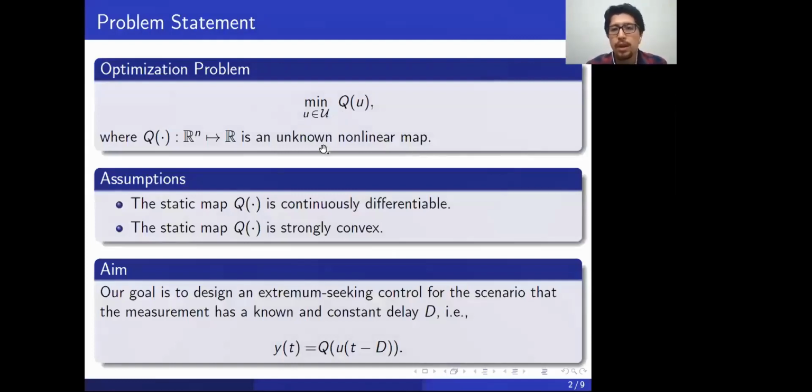Here we consider minimization of an unknown nonlinear map Q of U, and we have 2 assumptions regarding the map. It is continuously differentiable and strongly convex. We measure this unknown function with a known and constant delay. Our aim is to design an extremum seeking control to optimize this function.